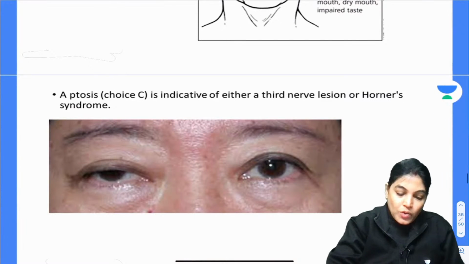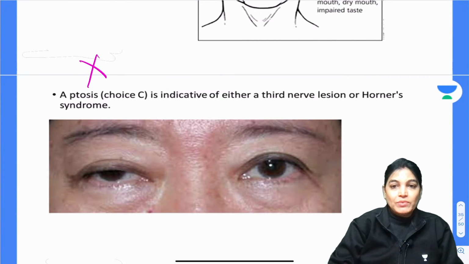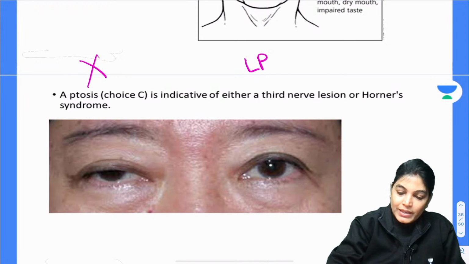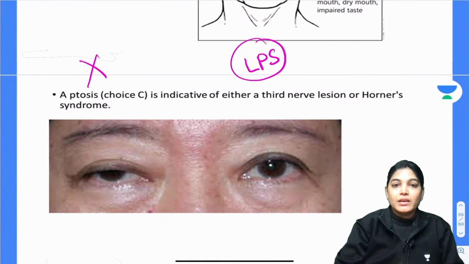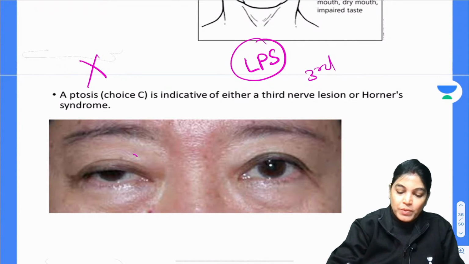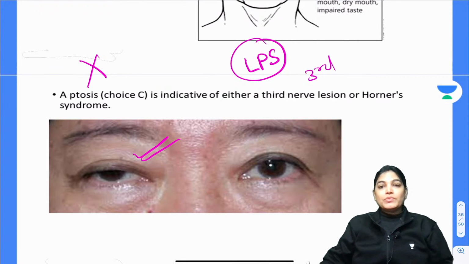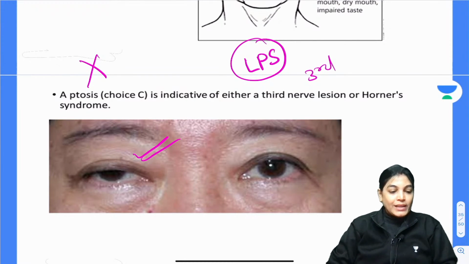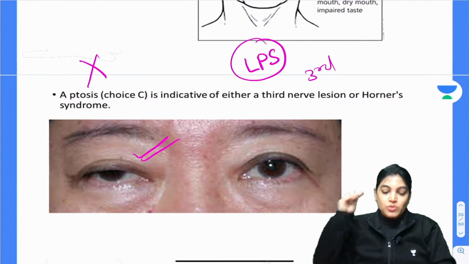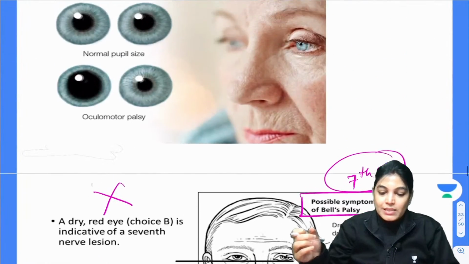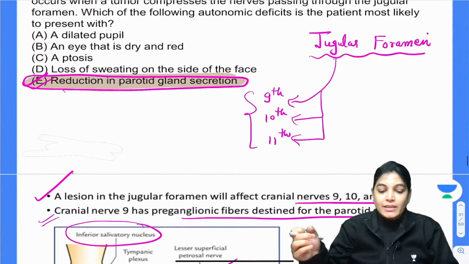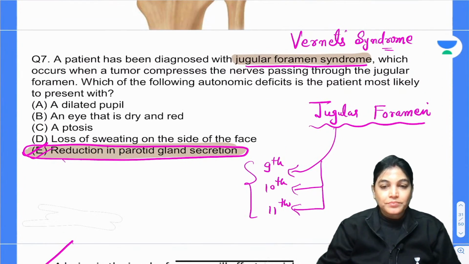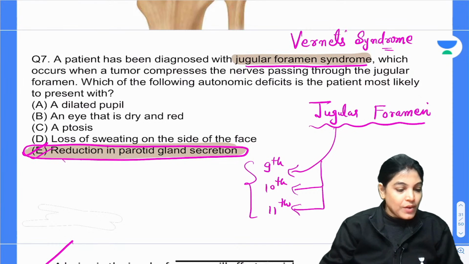Now, the choice ptosis: when we talk about LPS being affected, the levator palpebrae superioris has innervation by the third cranial nerve, and drooping of the eyelid is also one of the features of Horner syndrome. When the third cranial nerve is involved, then only ptosis will be the right answer. So definitely after this explanation it is quite clear that the correct answer will be E in this case. Is it okay everyone?